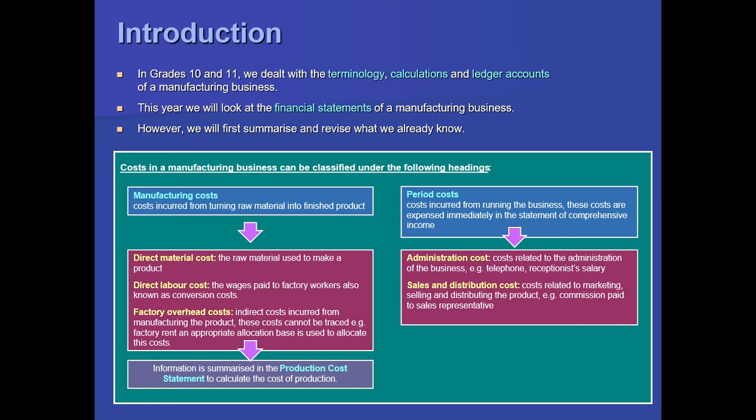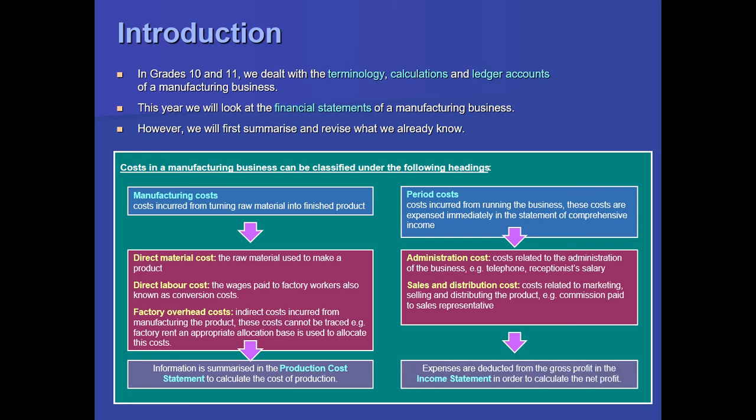Your direct material cost, I normally refer to them as DMC, DLC, and FOC. All of those will be taken to what we refer to as the production cost statement to calculate the cost of production. And with respect to your period cost, it goes straight to the statement of comprehensive income under expenses. Okay.